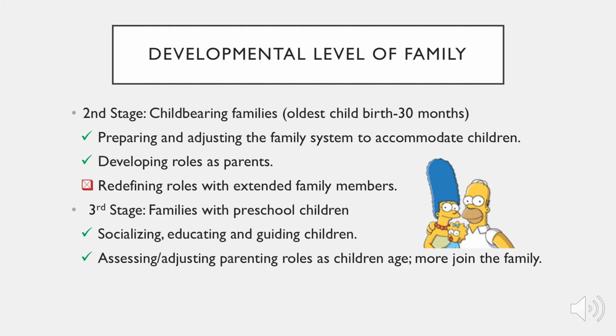The family is currently transitioning from Duval's second to third stage as Maggie gets older. Marjorie and Homer agree that Maggie socializes with other children and the parents educate and guide Maggie. Parenting roles are also adjusted as Maggie ages, and Marjorie and Homer anticipate more children in the future.